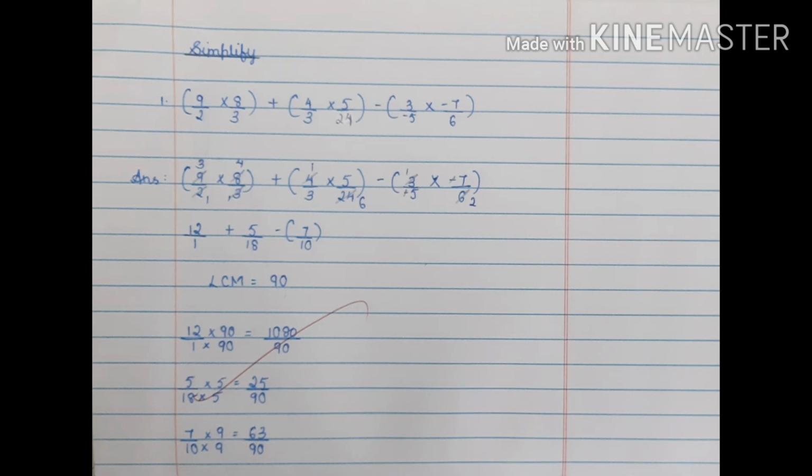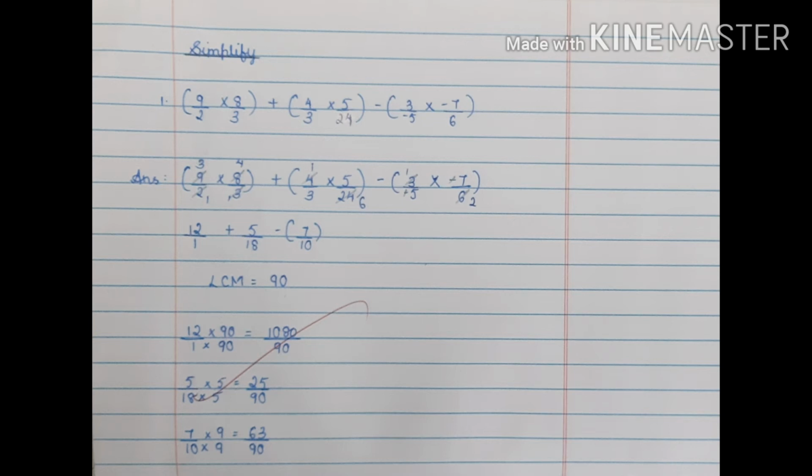Simplify. Question number 1. 9 by 2 into 8 by 3 plus 4 by 3 into 5 by 24 minus 3 by minus 5 into minus 7 by 6. So first we have to simplify these numbers. After simplifying them, we get 12 by 1 plus 5 by 18 minus 7 by 10.